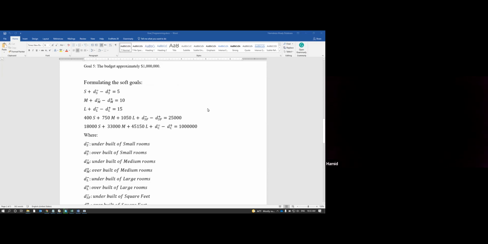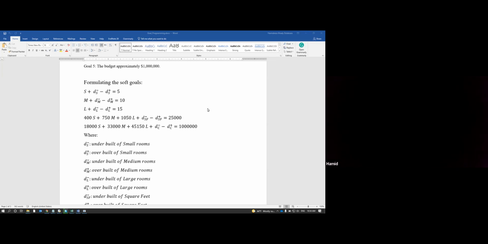Look at how I formulated the goals. For S, which stands for the number of small rooms, I added a plus deviation and a minus deviation. If you end up making 3 small rooms, DS plus would be 0, so you didn't create more, or you didn't overbuild. You just have DS minus. So DS minus would be 2, and S would be 3. So 3 plus 2 would be 5.